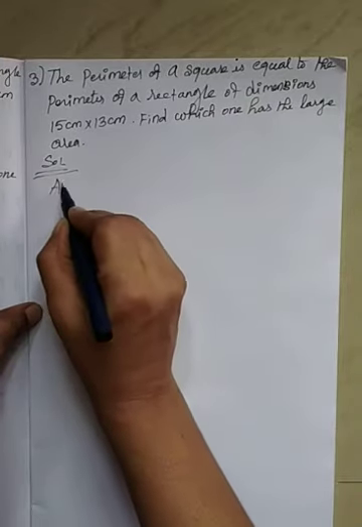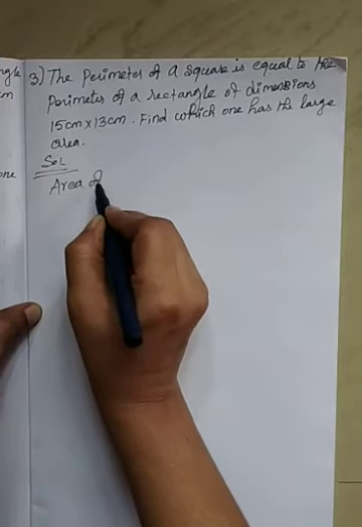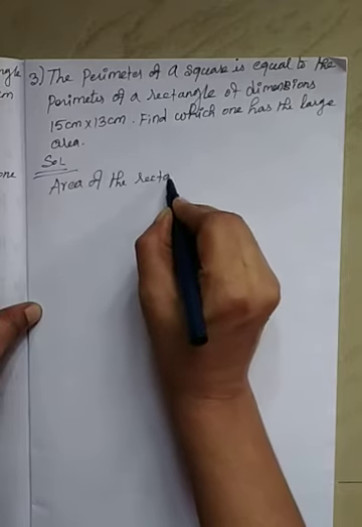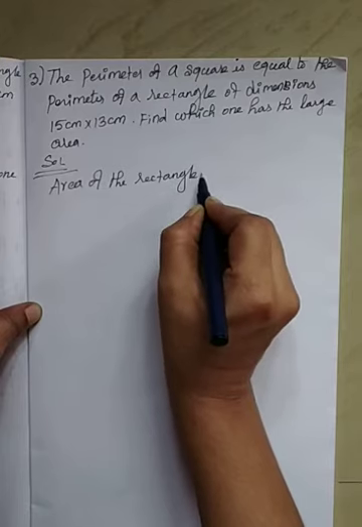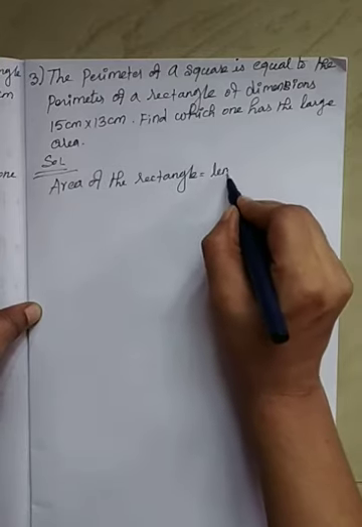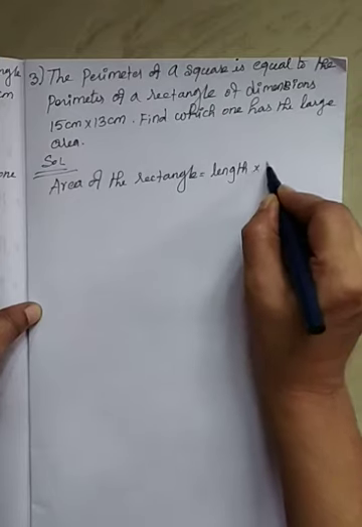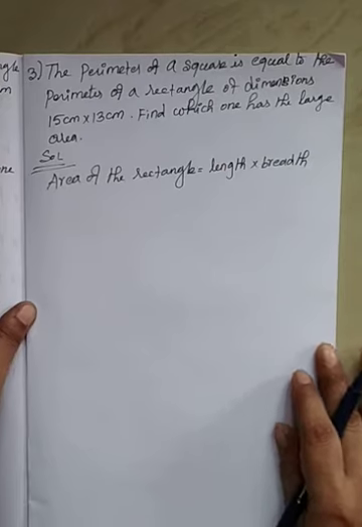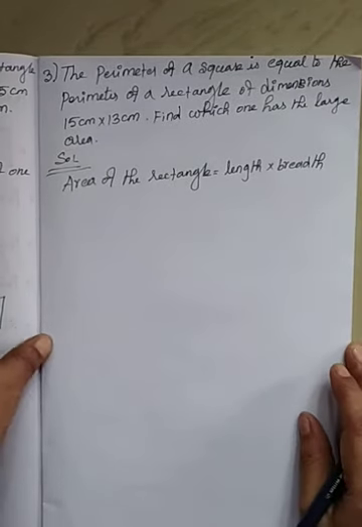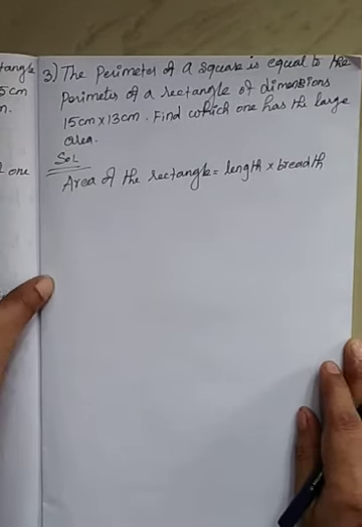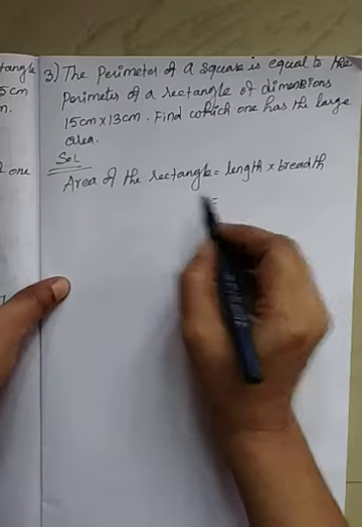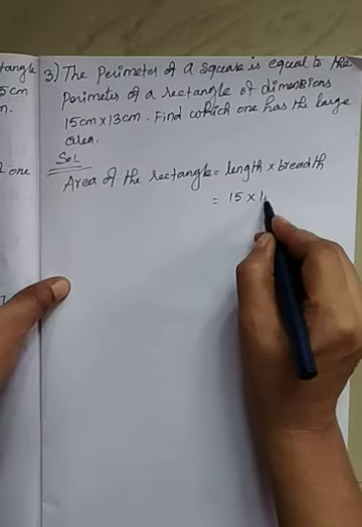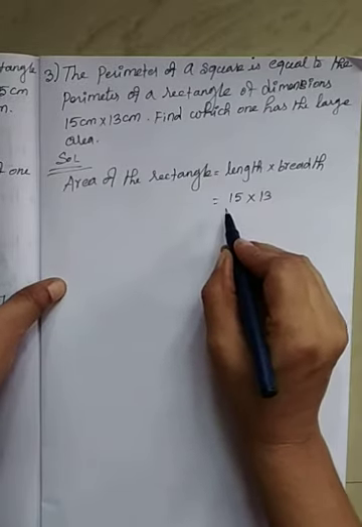Okay, see here, area of the rectangle is equal to, what is the formula? Length into breadth. Okay, area of the rectangle is nothing but length into breadth. So see here, what is the length? 15 into breadth, what is that? 13. Okay, see here, what is 15 into 13?